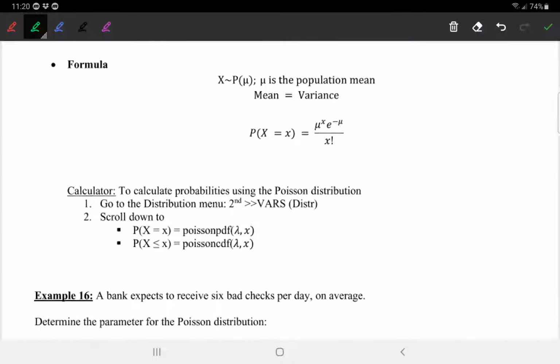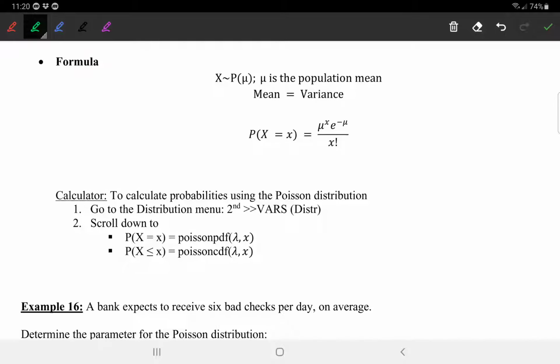There is also this notation. If we say that x follows the Poisson of mu, where mu is the population mean, the mean is equal to the variance, which is equal to mu. Then instead of using lambda, you'll just use the mu's here. And sometimes they say k, as they did in the other example. Sometimes they use little x. Doesn't matter, that value comes up as the exponent and what you'll take the factorial of.